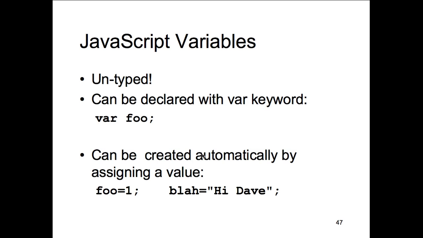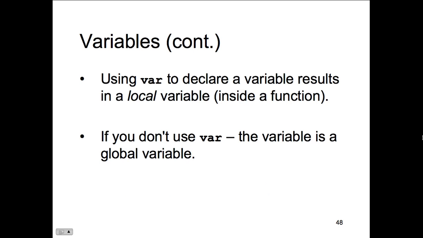So we have untyped variables, so we can declare variables with the keyword var. And we have var foo. They can also be created automatically by assigning a value to them. As I mentioned before, you don't have to use the word var. But if you use var space foo, we know that's a variable. We could just say foo is equal to 1, blah is equal to hi Dave. We don't necessarily have to say var blah, var foo.